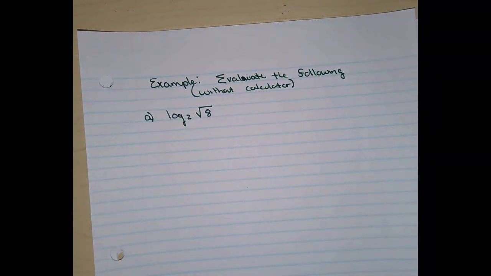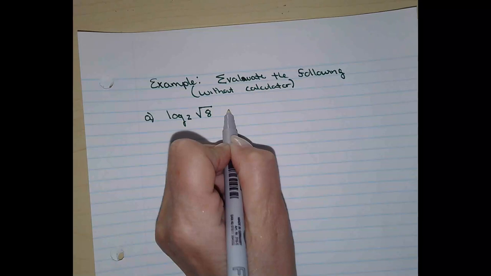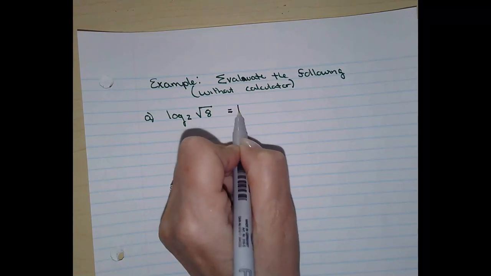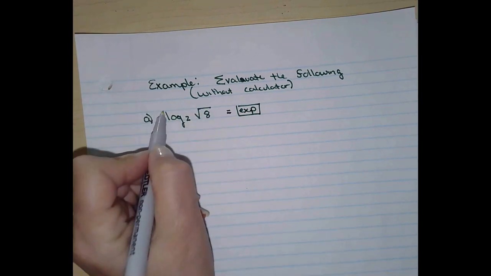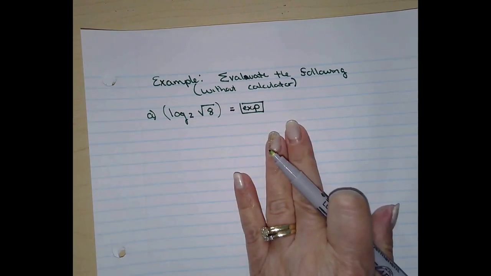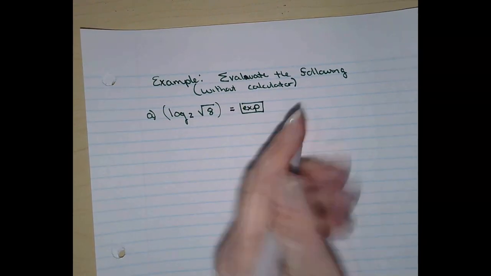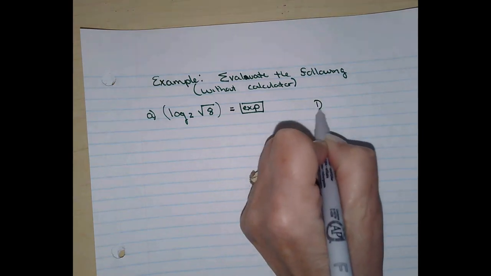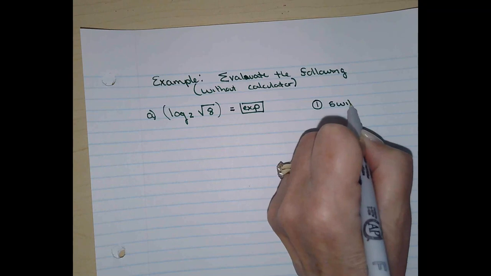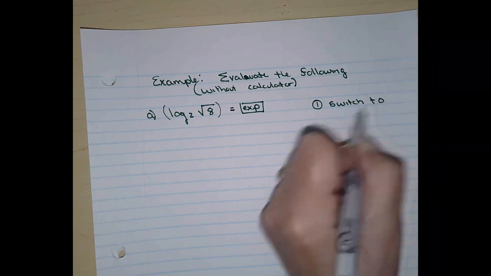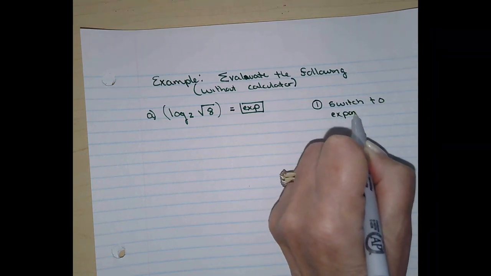Okay? So how do we find that? So first thing you're going to do is remember this is equal to an exponent. This whole logarithm is equal to some exponent. So the first thing you're going to do is switch to exponential form.